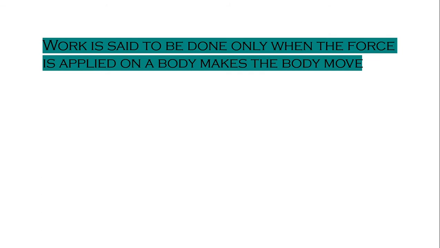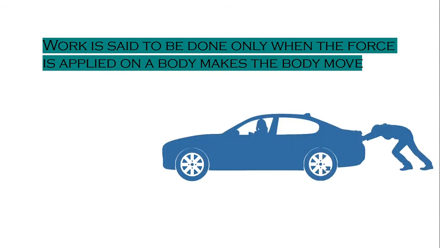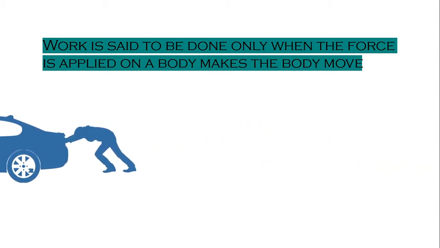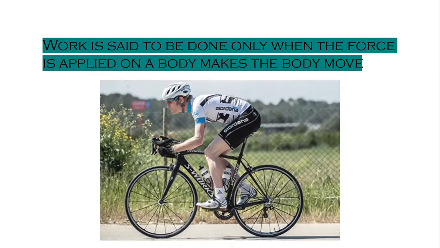In physics, work is said to be done only when a force is applied on a body and it makes the body move. All right, so there are two things. First, you have to apply force. For example, this person is applying a force on this car and the car needs to move. Only then he has done work. So as per physics, there are two conditions for work to be done. One, force needs to be applied, and second, motion has to take place. There has to be some movement.